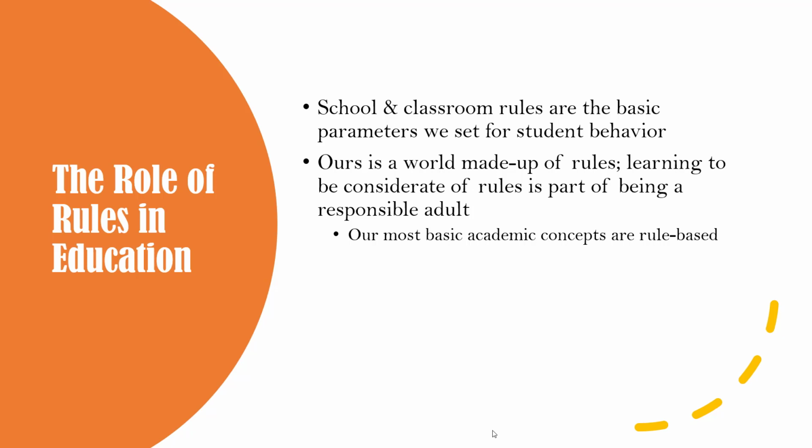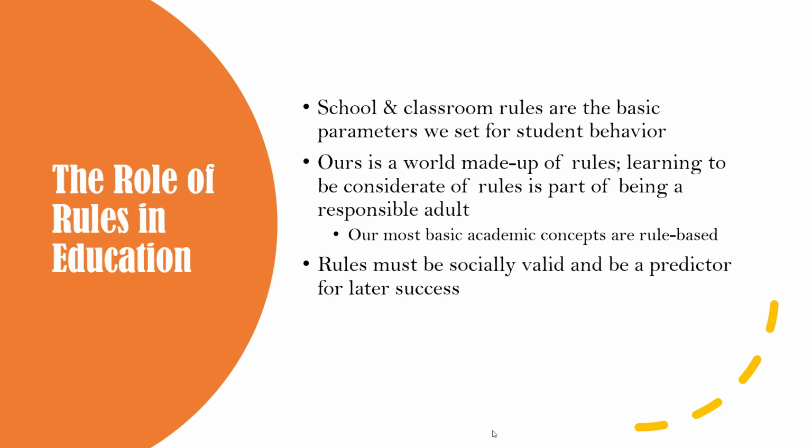But other than that, when you get out in the real world and you start working, your boss is going to have rules and things like that. You're going to have rules in your workplace. So being considerate of rules and learning how to follow them is part of being a responsible adult and functioning in general.